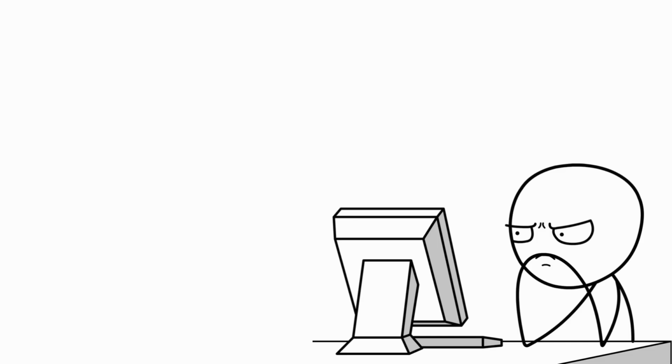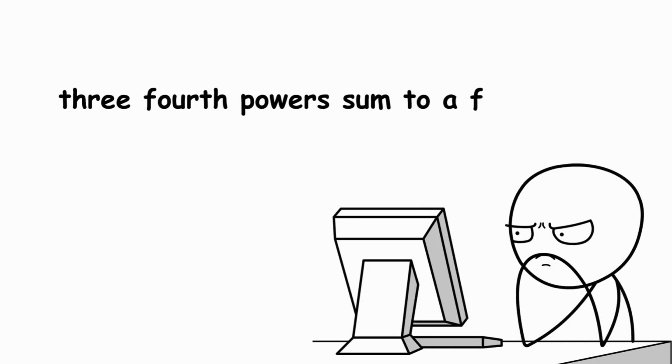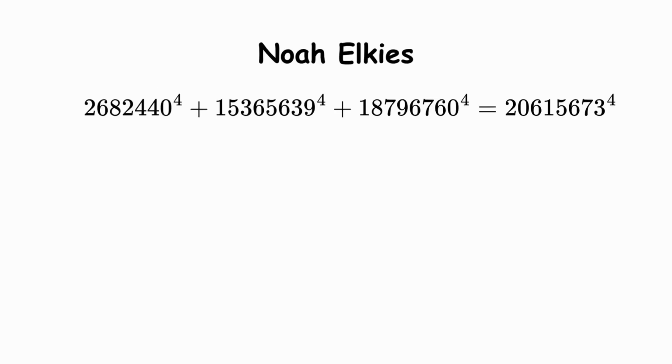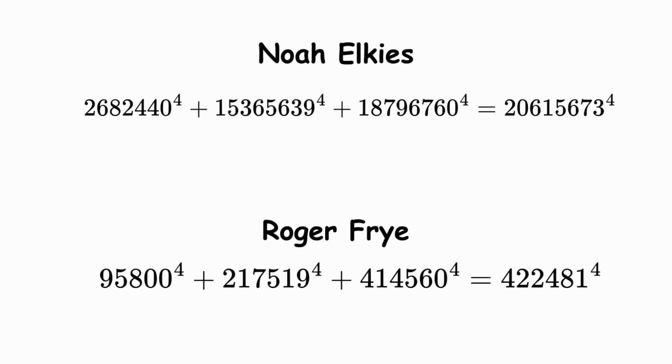Mathematicians would later search for cases where 3 fourth powers sum to a fourth power, culminating in this 1988 example by American mathematician Noah Elkies. Later the same year, Roger Frye found the smallest possible example, shown here.